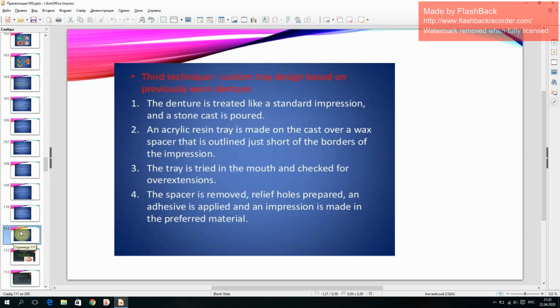Third technique, custom tray design based on previously worn denture. The denture is treated like a standard impression and a stone cast is poured. An acrylic resin tray is made on the cast over a wax spacer that is outlined just short of the borders of the impression. The tray is tried in the mouth and cheeks for overextensions. The spacer is removed, relief holes prepared, and adhesive is applied, and an impression is made in the preferred material.